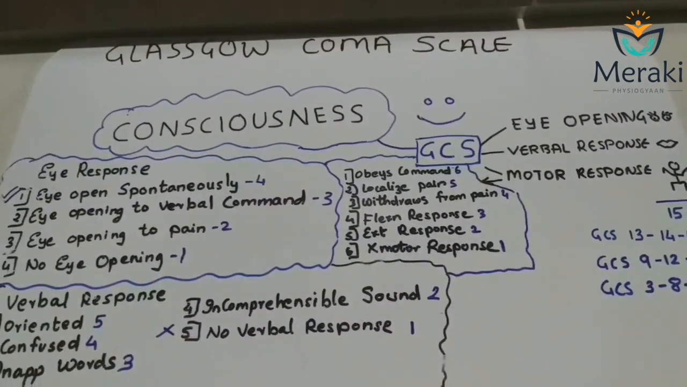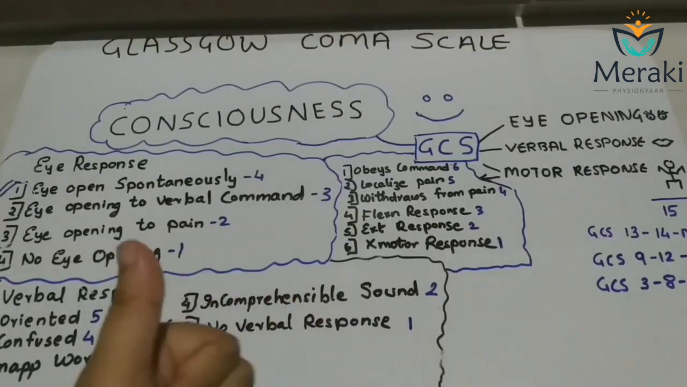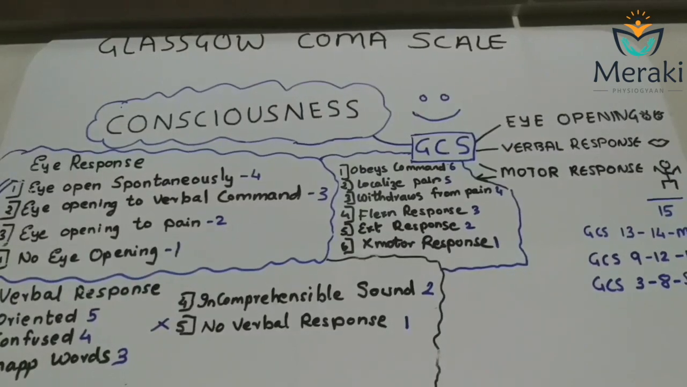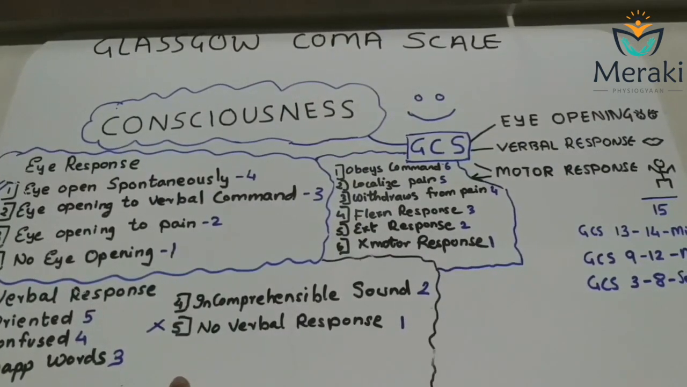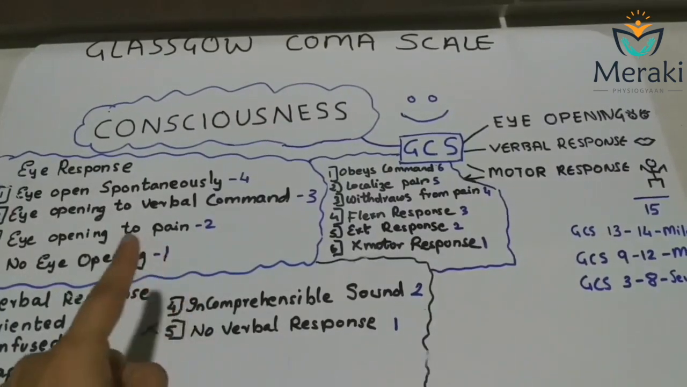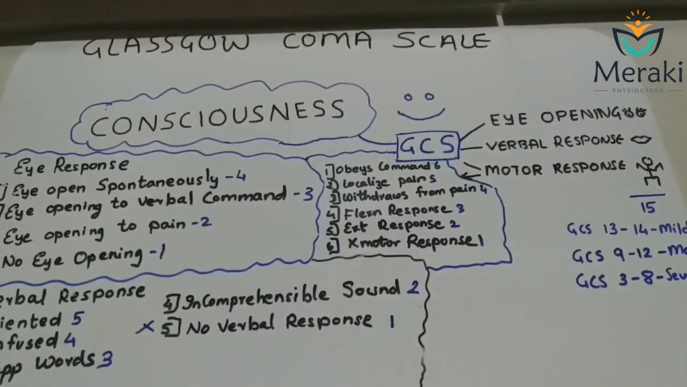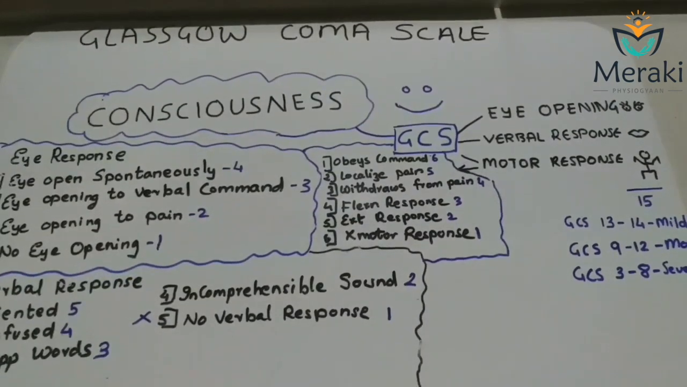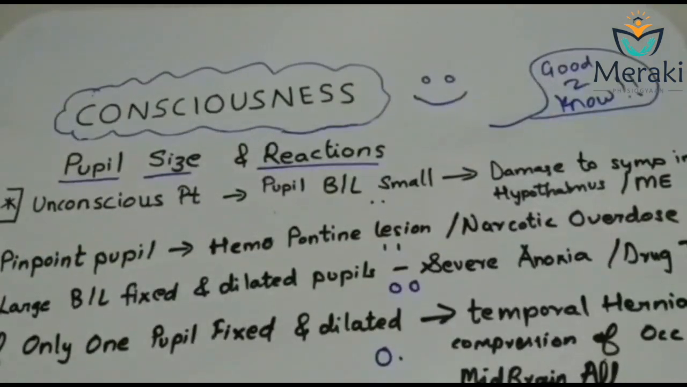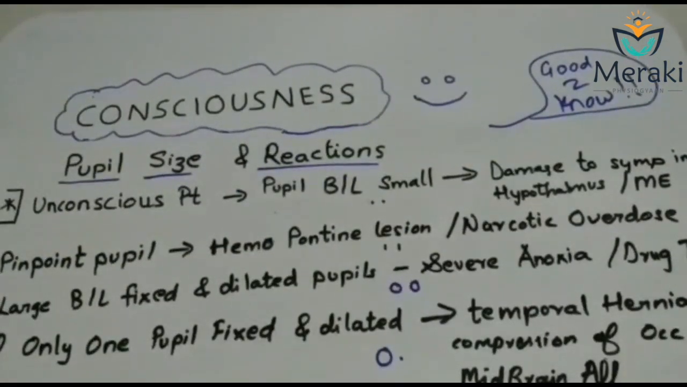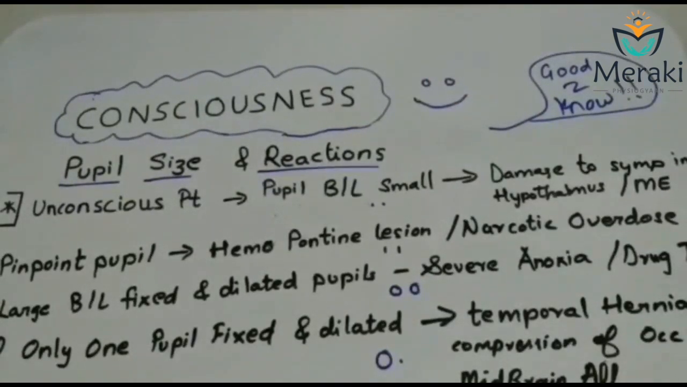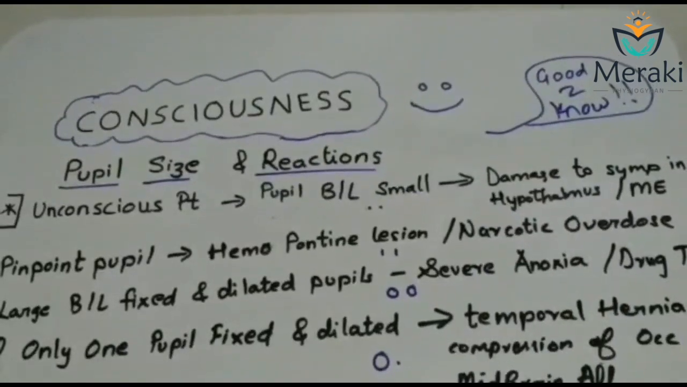But GCS has its own limitations. It does not take into account the pupillary and corneal reflex. What about patients who are intubated or have a tracheostomy? You cannot check the verbal response. If a patient has eye swelling or facial fractures, then you cannot check the eye response either. So hence there was a need for better scales. Now if you're using GCS, it's mandatory that you see the pupillary size and reaction to understand if there is any brainstem affection. So these are some good to know points.